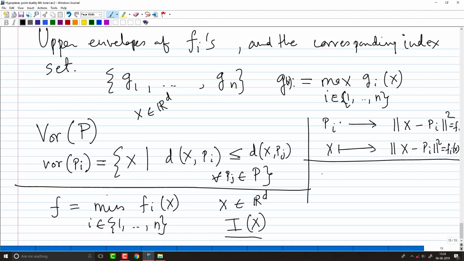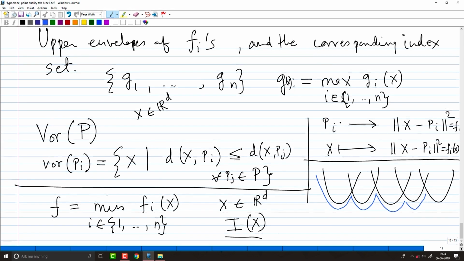So, basically you have these different paraboloids. Fi's are these different paraboloids, and I am maintaining this lower envelope. Not only am I maintaining this lower envelope, I somehow know the index set of each point. Somehow I can compute fast the index set of each point. That means I am storing the decomposition of the Euclidean space Rd with respect to the point set P, right. So, this is the way we want to look at it.